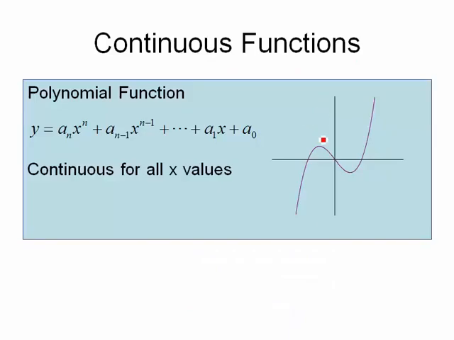What kinds of functions can we just look at and see that they're continuous? Well, one of them is our polynomial functions that we talked about. Polynomials are continuous for all x values, from minus infinity to plus infinity. This means things like straight lines, parabolas, cubic functions, quartic functions, all of those can be drawn without lifting up your marker or your pencil. So they're continuous everywhere.